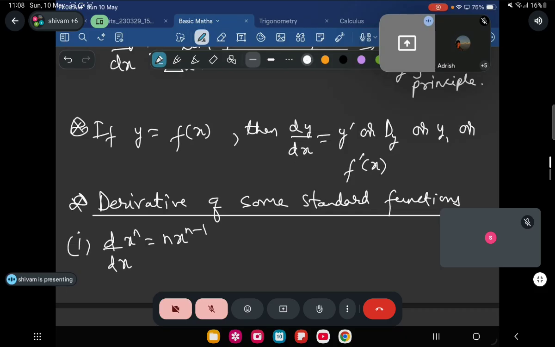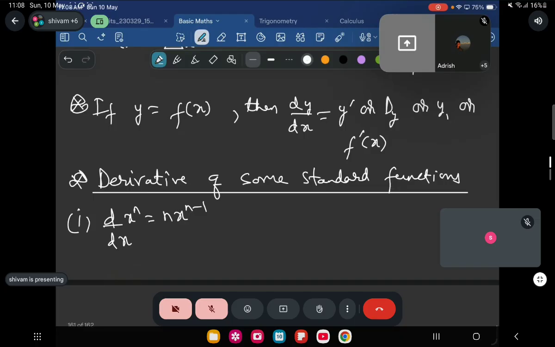Pay attention. We are differentiating x to the power n with respect to x. Try to understand. Over here, x is the variable. Is it clear? We are differentiating with respect to x. This is very important. Okay. Number 2. Where n belongs to real.